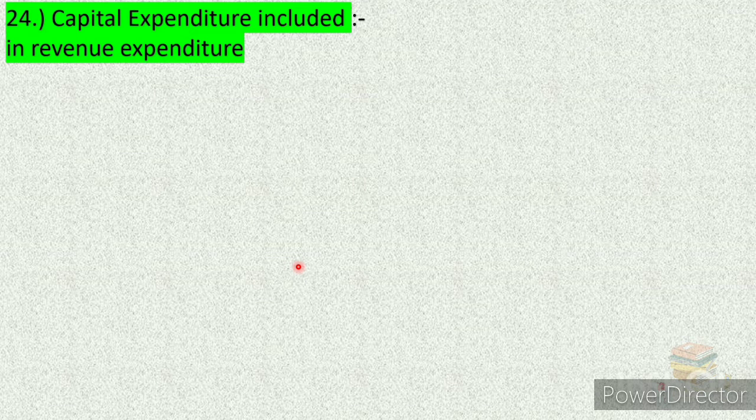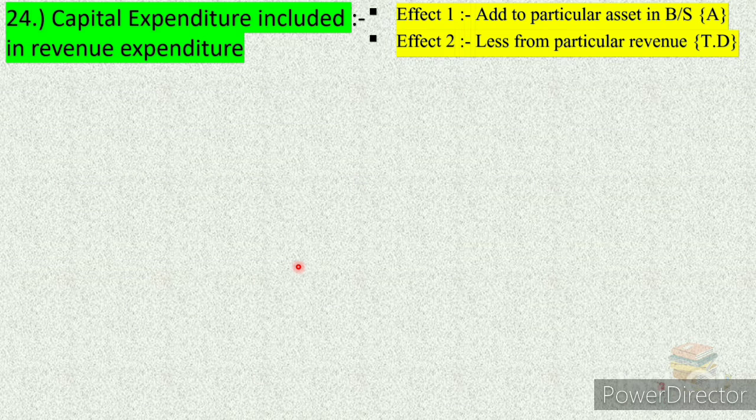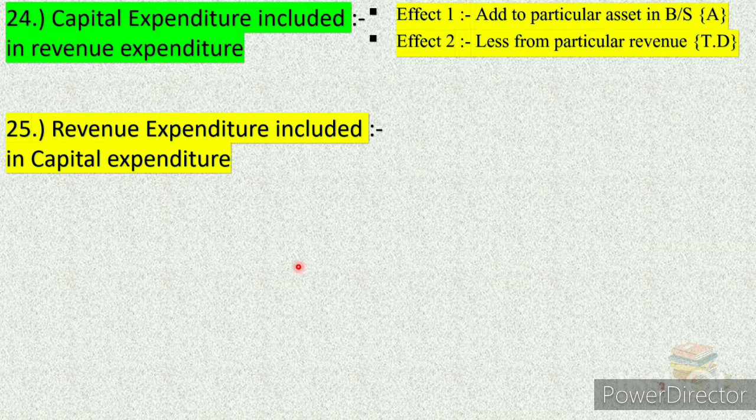24th adjustment, capital expenditure included in revenue expenditure. So the first effect is add to the particular asset in balance sheet asset side. Second effect is less from particular revenue expense in trading account debit side. Here I'm not giving you any tabular view because if I give you an example in tabular form right now, you'll get confused. So we'll see this adjustment while doing the sum.